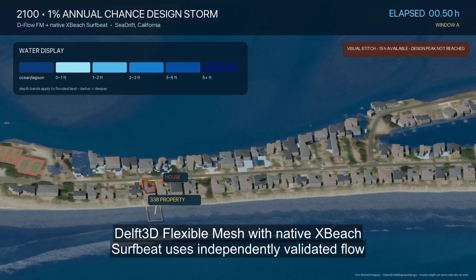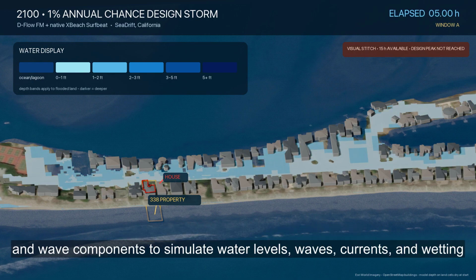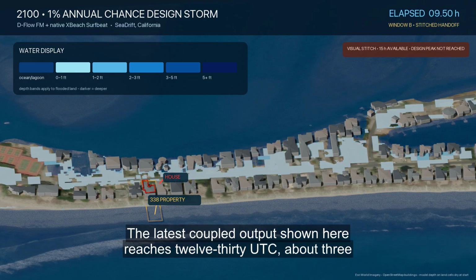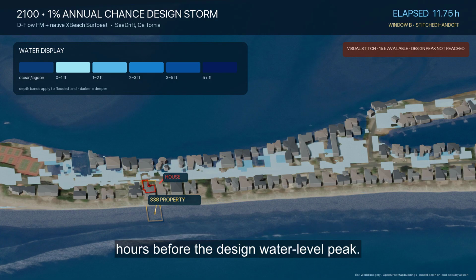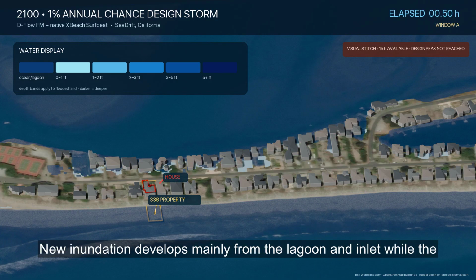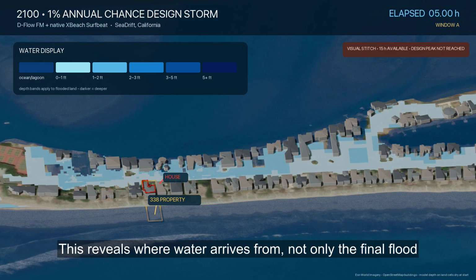Delft 3D Flexible Mesh with native XBeach Surfbeat uses independently validated flow and wave components to simulate water levels, waves, currents, and wetting and drying. The latest coupled output shown here reaches 12:30 UTC, about 3 hours before the design water level peak. New inundation develops mainly from the lagoon and inlet while the Seadrift 338 house and parcel centers remain dry. This reveals where water arrives from, not only the final flood footprint.